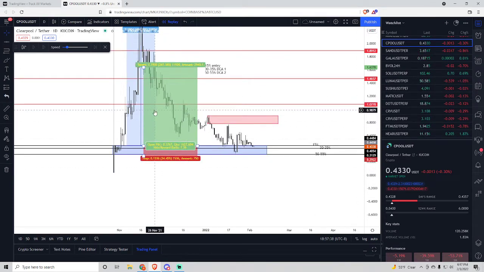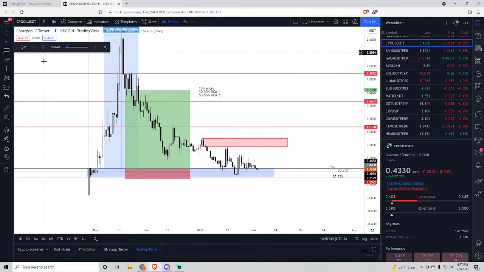So in this example here, I'm not going to replay it, but we had an area of consolidation and we blasted up. We came back and only 15% of our bids filled. We didn't get a DCA on the first tap, which is fine. You'll never want to average up. You're just going to ride it.